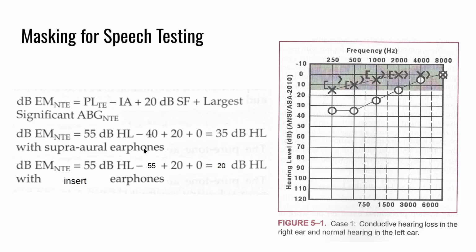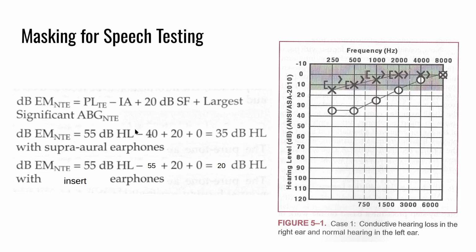Now, how much masking do we need to provide to the non-test ear? That's the next question. We know we need to mask when we're doing word recognition for the right ear. The masking level to our non-test ear is going to be the presentation level to our test ear, which is 55, minus the intraoral attenuation, which is 40 for supraurals and 55 for deeply placed inserts, plus a 20 dB safety factor, plus the largest significant air-bone gap in the non-test ear.